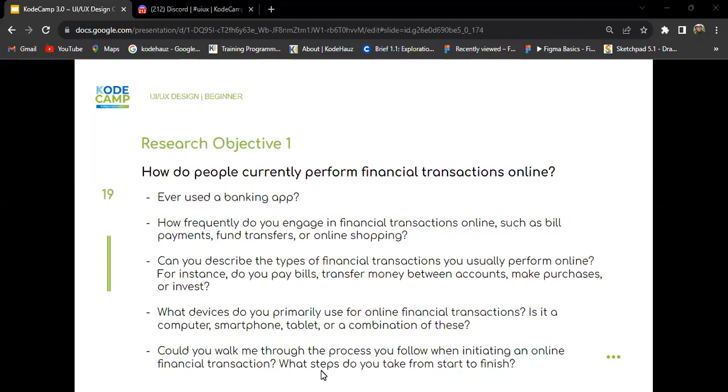Okay, so where did I stop? We're talking about how people currently perform financial transactions and how we can answer that question better. So these are a list of questions that could help you with that.